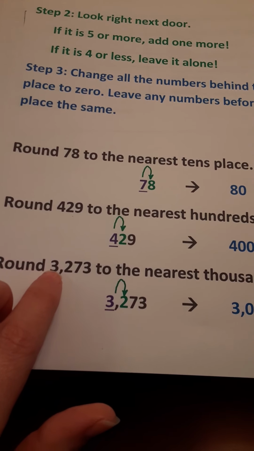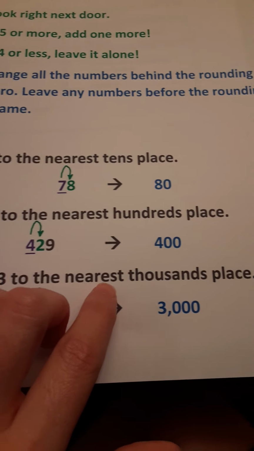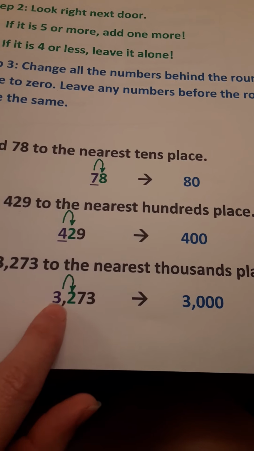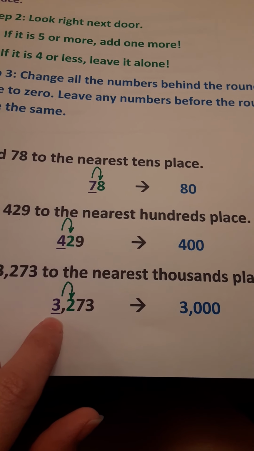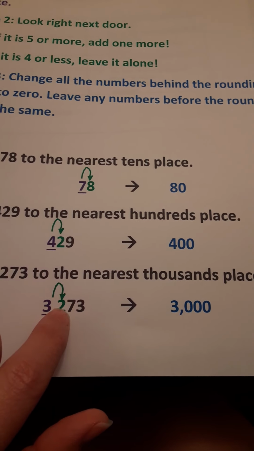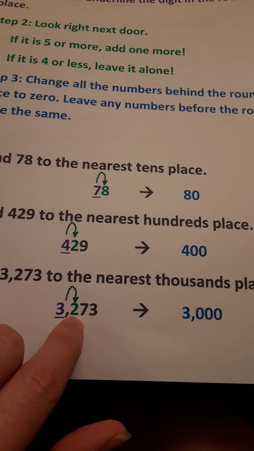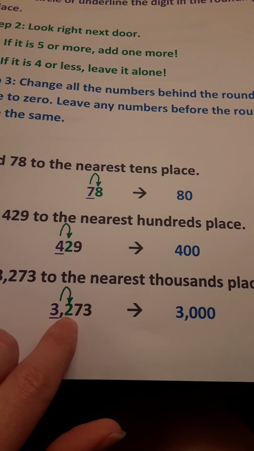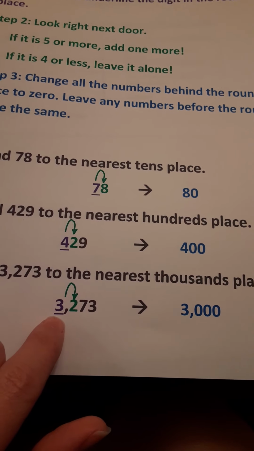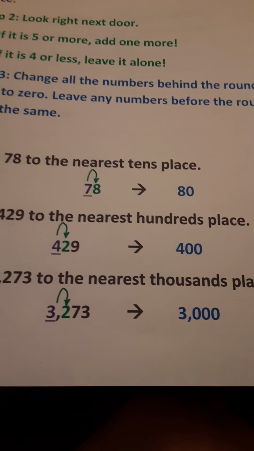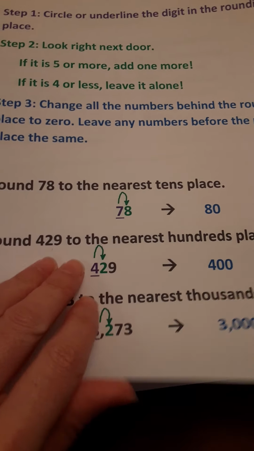Okay, round 3,273 to the nearest thousands place. Your ones, tens, hundreds, thousands. Look next door. You're going to round down. It's closer to 3,000 than it is to 4,000. Hopefully that helps.